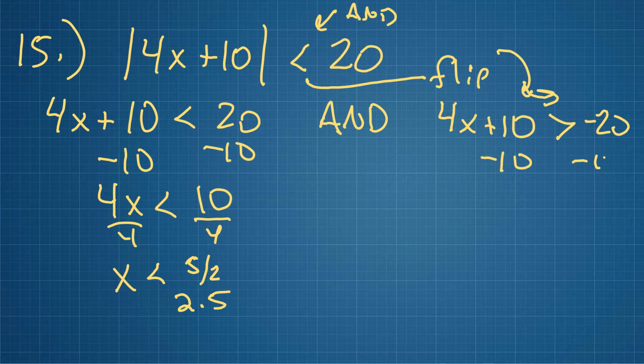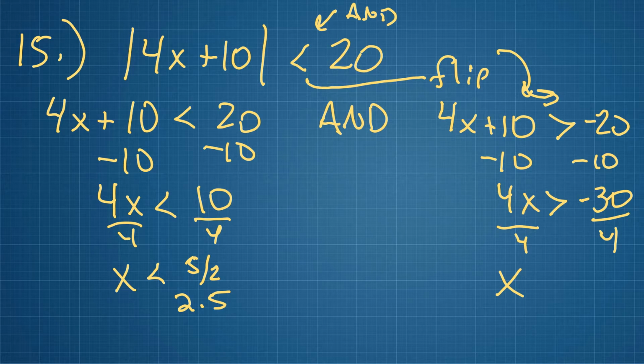Minus 10 from both sides. I get 4x is greater than negative 30. I'm going to divide both sides by 4. Notice, I do not flip the inequality because I divided both sides by a positive. It doesn't matter that my answer is going to be negative. It will be negative 15 over 2, but maybe you put negative 7.5. I make my number line.